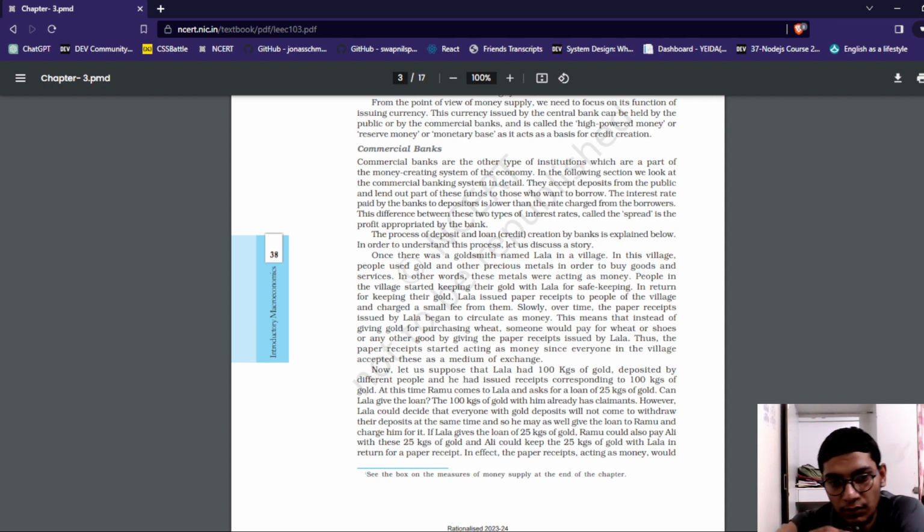This means that instead of giving gold for purchasing bread, somebody would pay for wheat or shoes by giving the paper receipt issued by Lala. Thus, paper receipts started acting as money since everyone in the village accepted this medium of exchange.